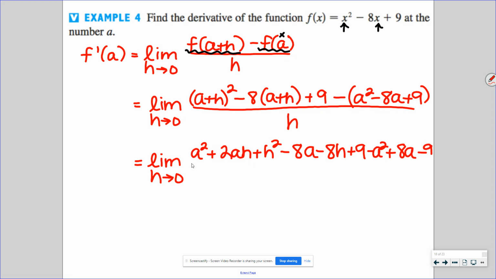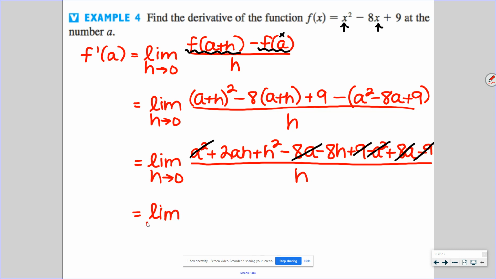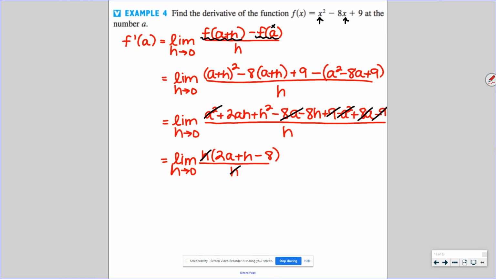All right, so what cancels here? The a squareds go away. The 8a's go away. The 9's go away. Now, look a little closer and notice that each of the terms you have remaining do have a letter h in them. So we are going to factor out an h from all the remaining terms. Remember, I wanted this to happen because I wanted these h's to cancel so that I can actually solve the darn thing.